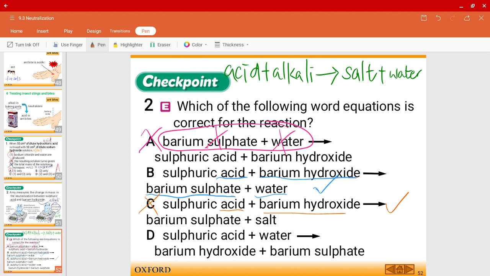Let's see option D. Sulfuric acid plus water. Where's the alkali? I see the acid, but I don't see the alkali. So option D is wrong as well. So from this, we know option B is correct, but let's verify it.